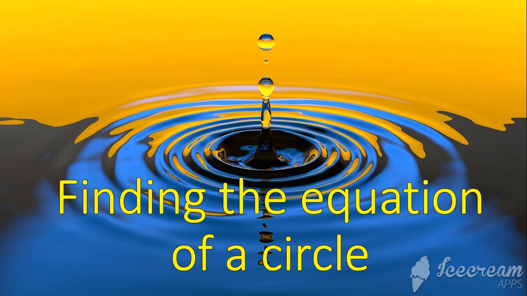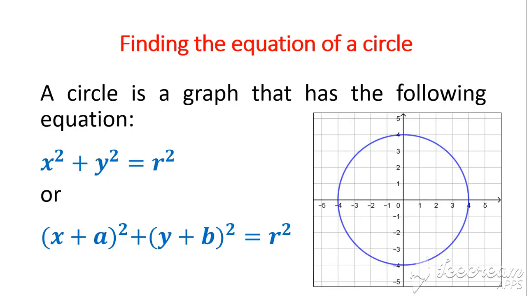We're going to look at finding the equation of a circle. Now, a circle is a graph that has the following equation. It is not in the same form we're used to of y equal to something. This circle has a formula that is x squared plus y squared is equal to r squared.